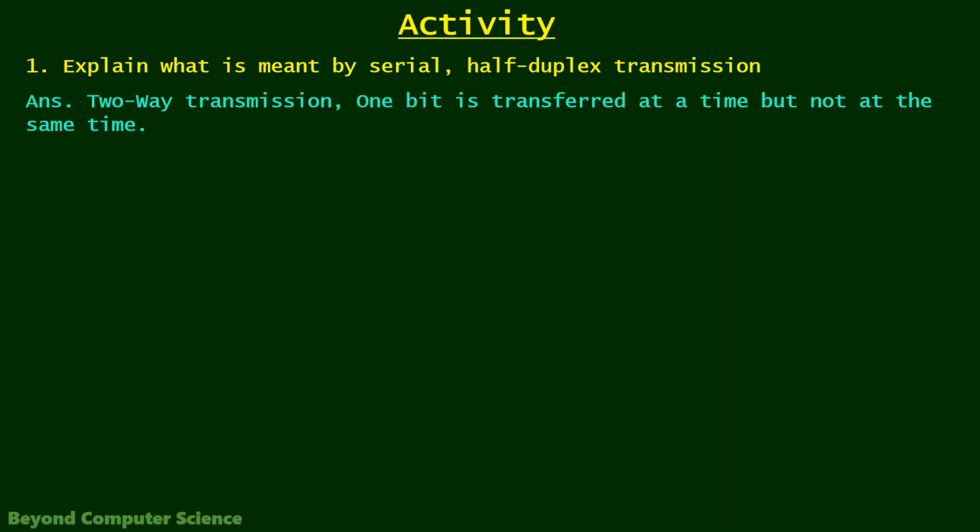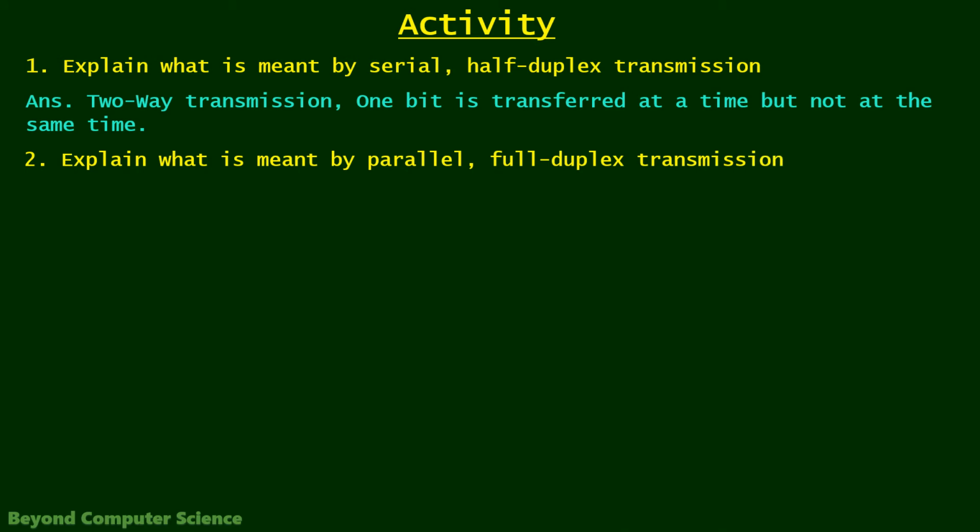So the first and last part of the sentence is describing the half duplex transmission, whereas the middle part of the answer is describing the serial part of the question. Question 2 is, explain what is meant by parallel full duplex transmission.